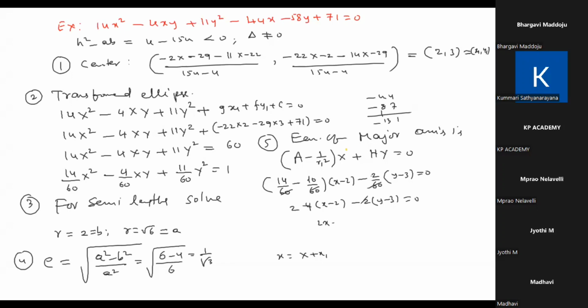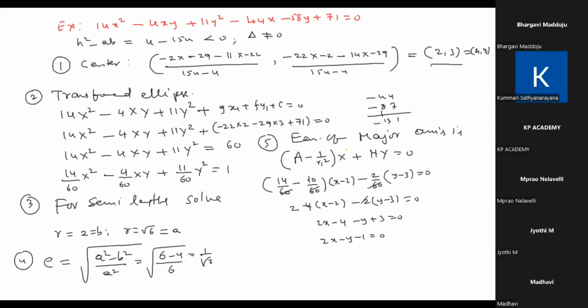So 2x minus 4 minus y plus 3 equals 0. Right? So that is 2x minus y minus 1. So this is the major axis equation. See, if you substitute the center (2, 3) and it satisfies: 4 minus 3 minus 1 is 0, satisfying. This is the major axis equation.